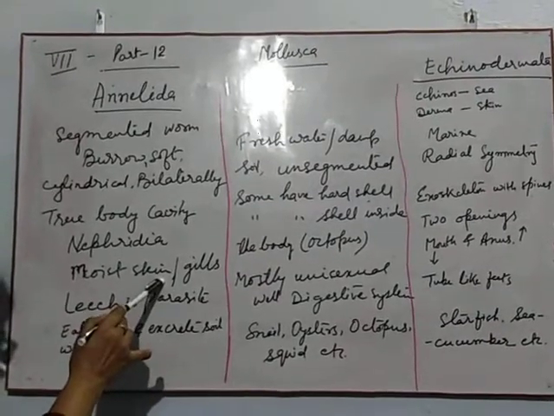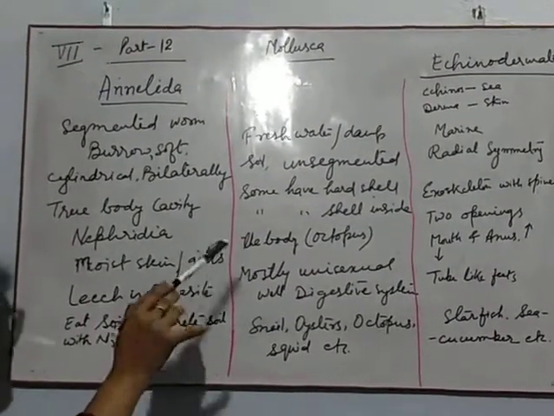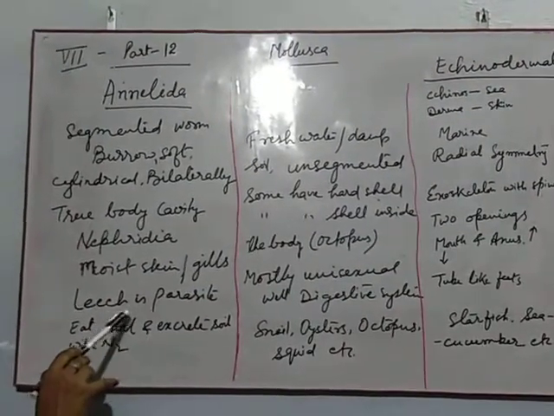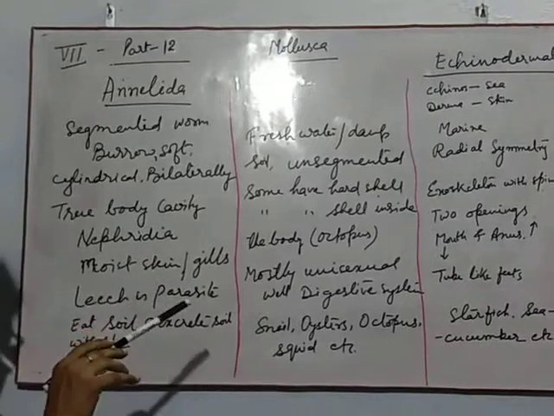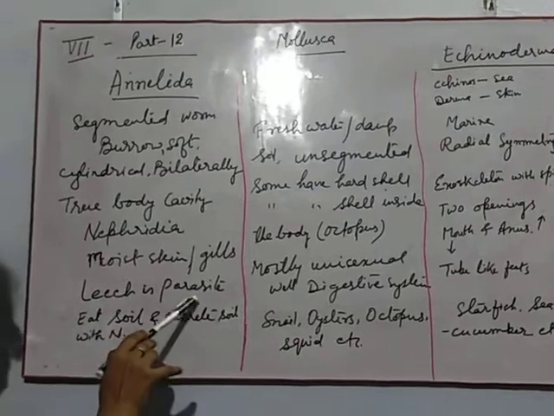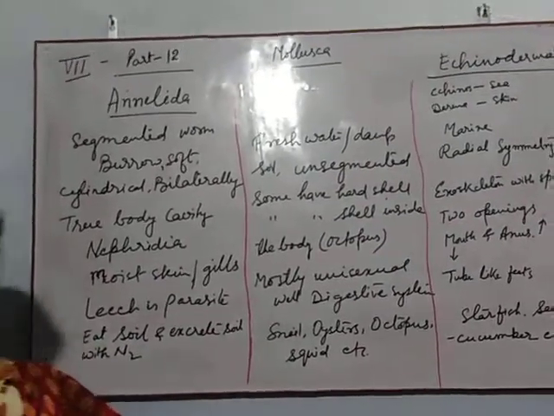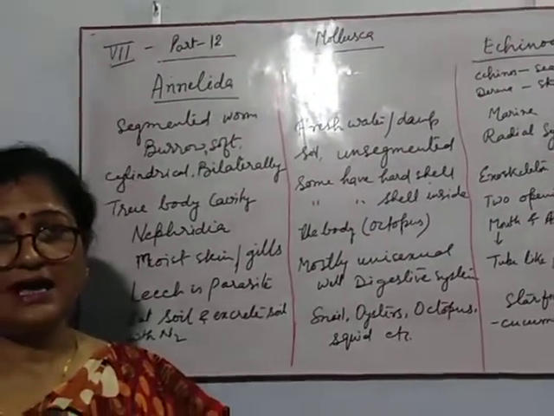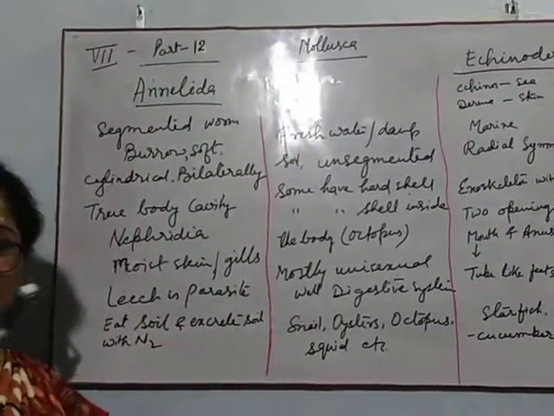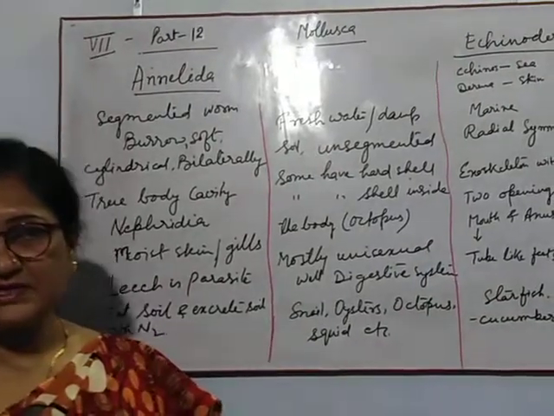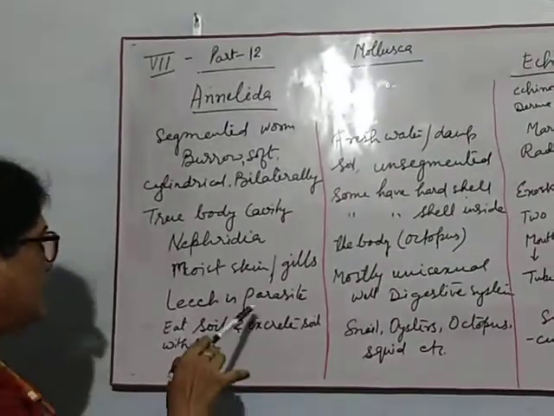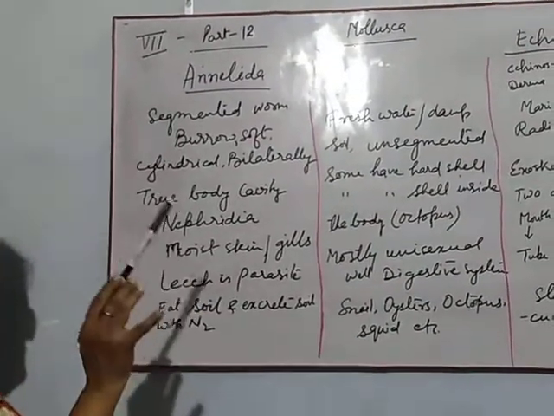Those living in the soil use moist skin, and those with gills live outside the soil. For example, the earthworm lives in soil, so it respires with moist skin. Leech is a parasite. A leech is present on the animal's body, so it is parasitic in nature. So they do not have their own digestive system or alimentary canal, and they directly suck the blood.